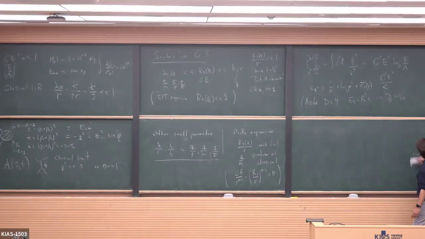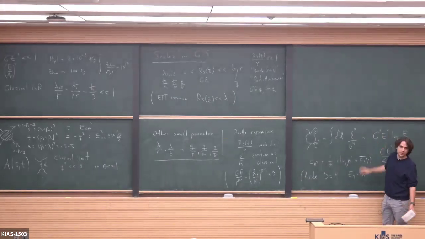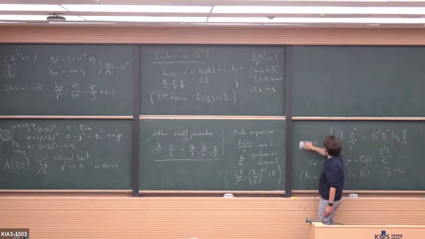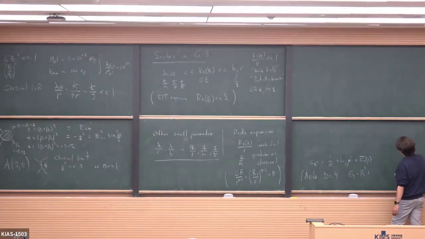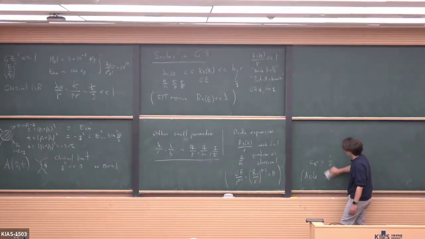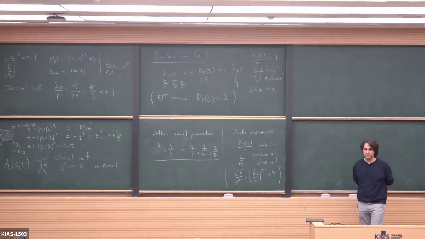I'm going to wait to see if there are any questions, because the next thing that we're going to do is draw a phase diagram of gravitational scattering, both as a function of the energy and as a function of this impact parameter, and see where we can actually predict things and where we cannot predict things. But before I do that, let me just pause for questions.